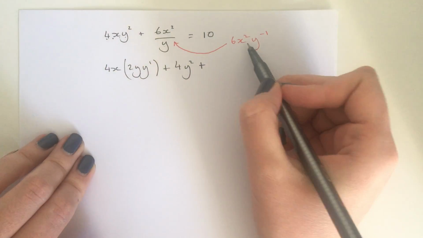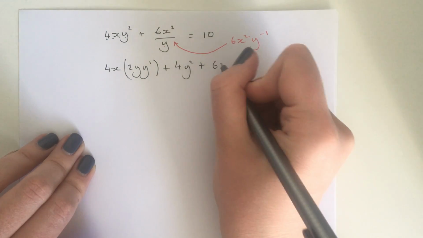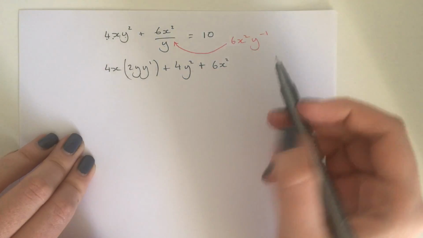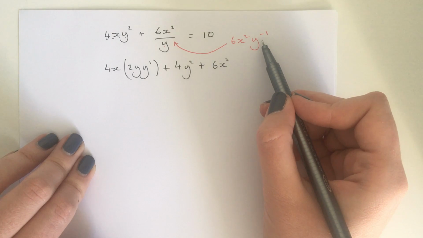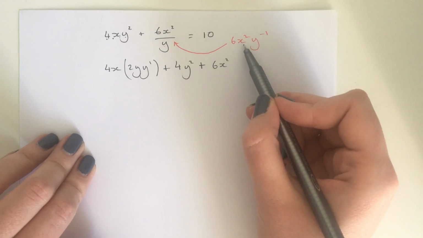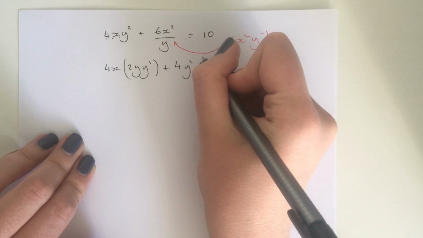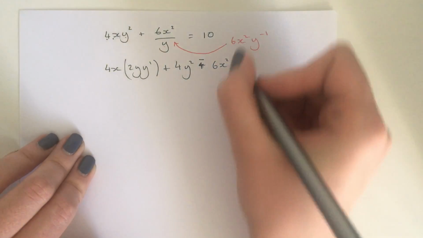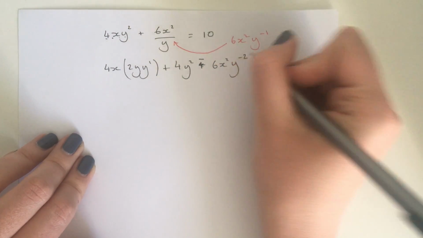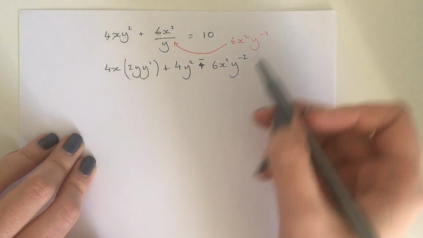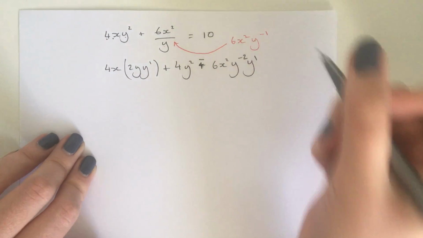Plus, then let's leave this thing as it is, 6x squared. Now I'm going to multiply by the derivative of this thing. The derivative of this thing, we need to bring down the minus 1. So this is going to become minus y to the minus 2. And then I'm going to multiply by the derivative of y, which I'm writing as y dash.